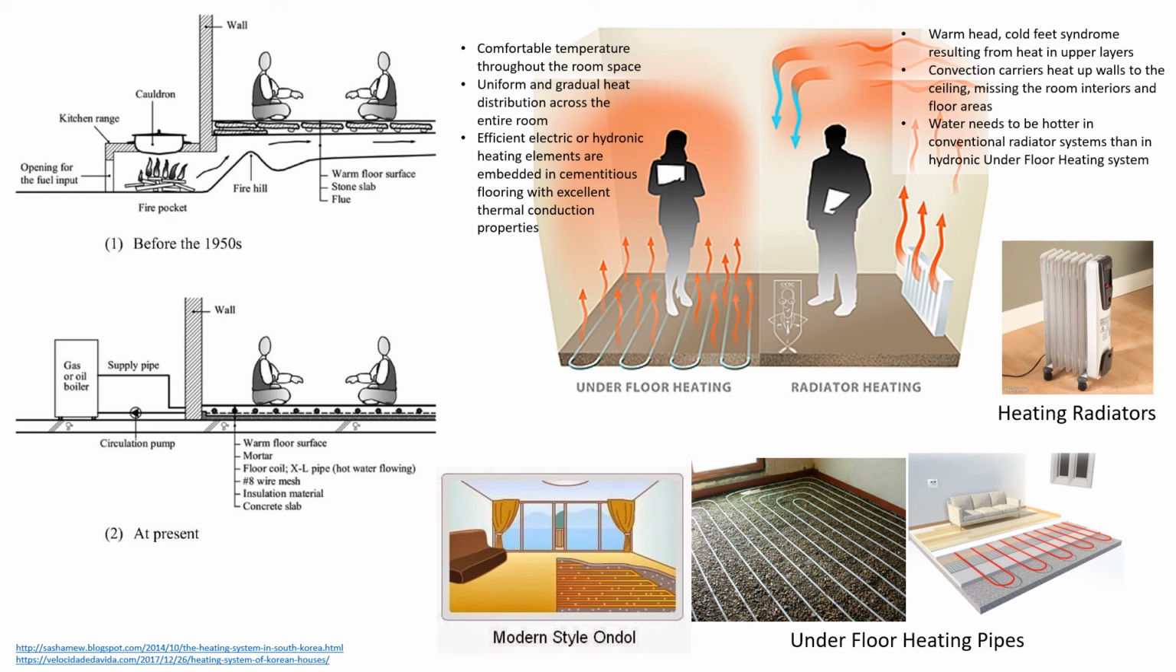Also, the convection carriers heat up the walls more to the ceiling and miss the room interiors and the floor areas. At the same time, the water needs to be hotter in a convectional radiator system than in a hydronic underfloor heating system. Below are some examples of the floor heating system in construction in the Korean houses.